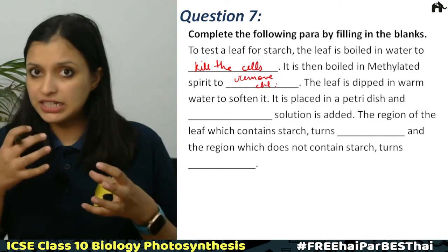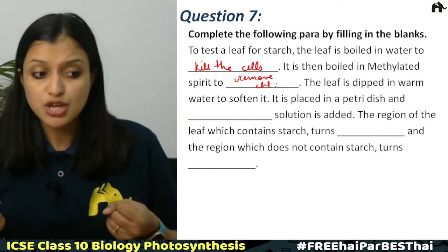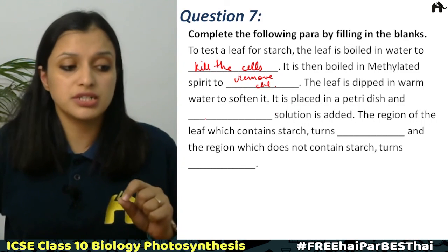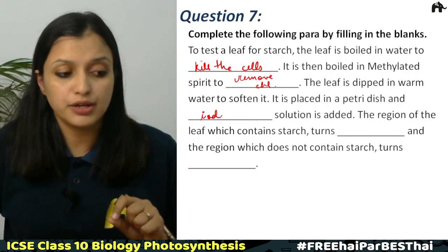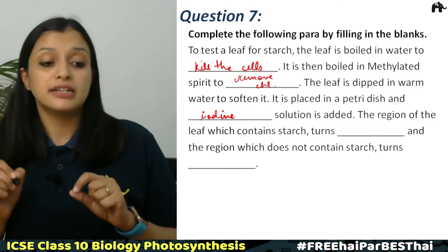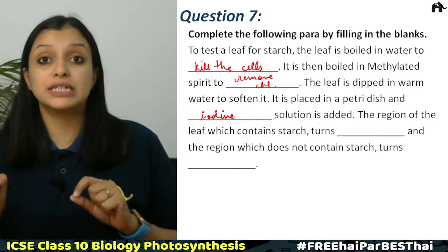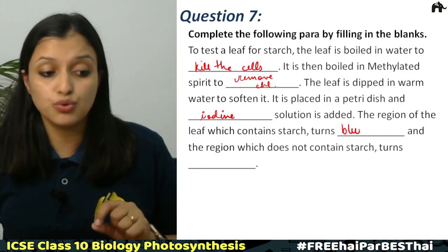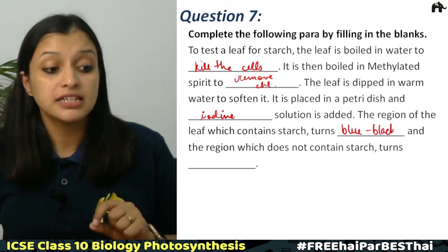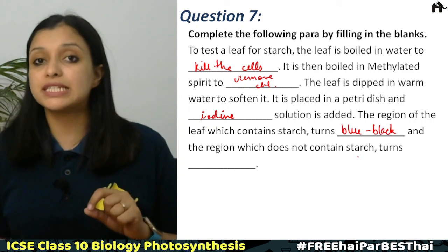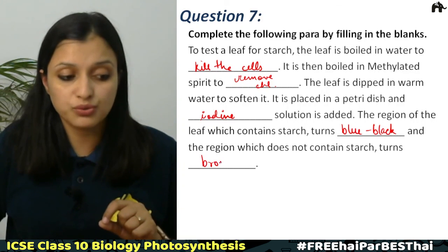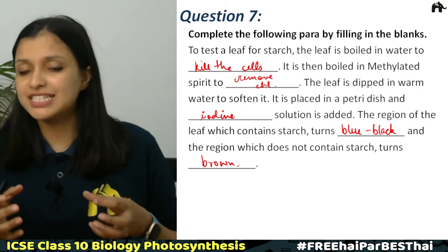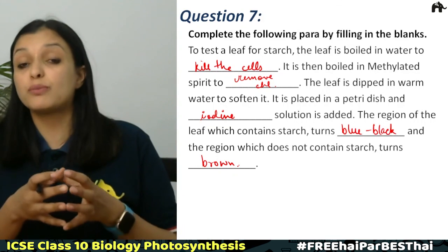Now the leaf is dipped in warm water to soften. Now we are putting that leaf in warm water so that it becomes soft, and then it is placed in a petri dish and iodine solution is added. Now the region of the leaf which contains starch will turn blue black, and the region that does not contain starch will turn brown. Right? Simple. It was just the iodine test that was given in the form of the blanks.